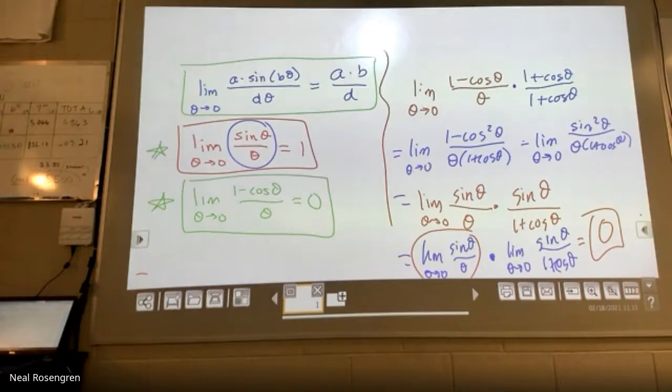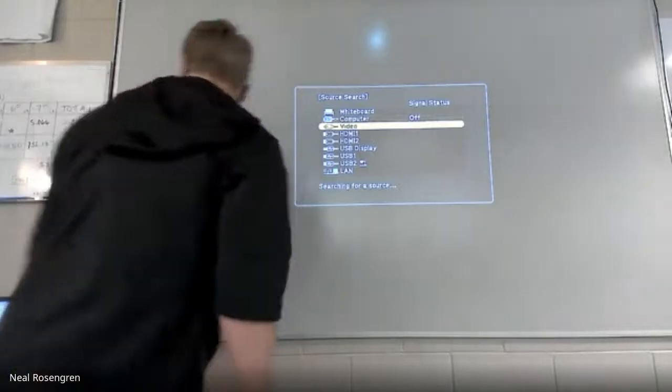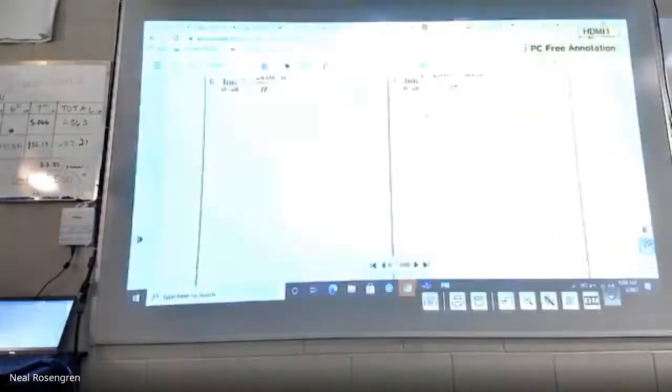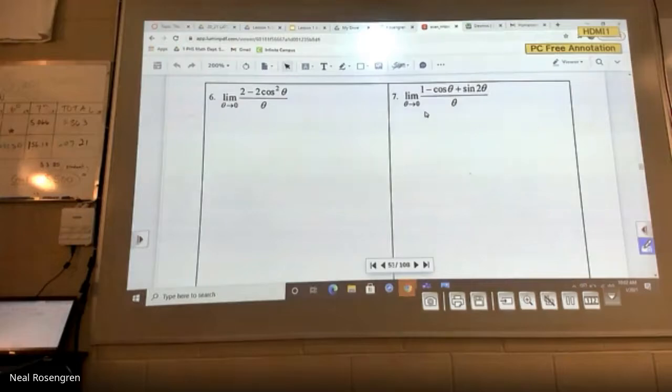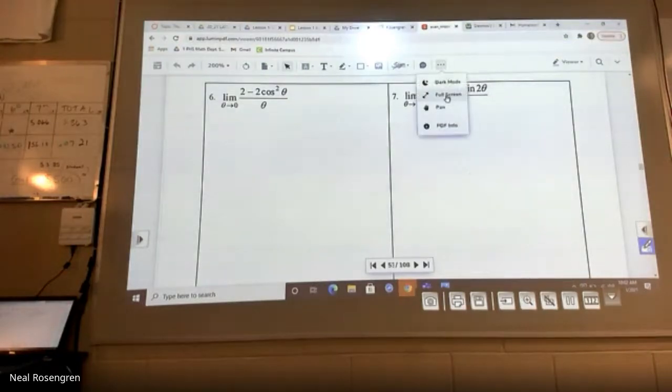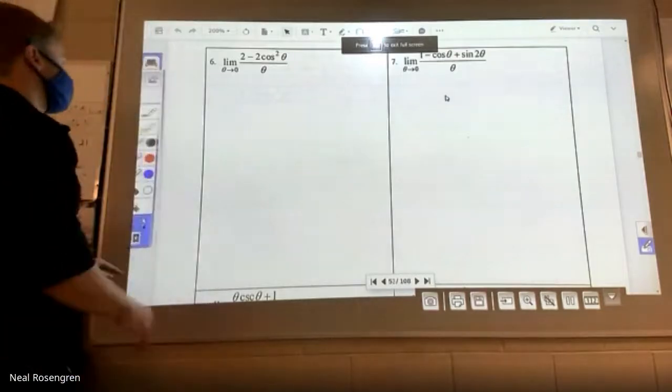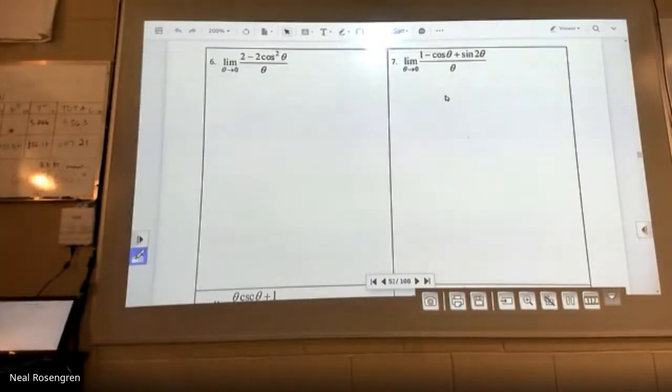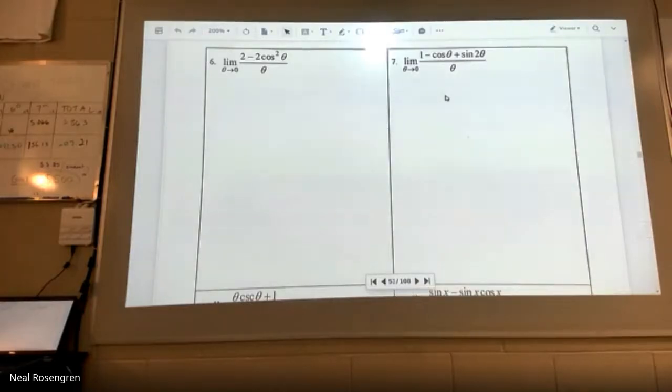But let's do some stuff together. So let's do 6 together. Okay. And what I want you to, you don't have to have it memorized yet. I want you to have those two limits either stuck up in your brain or at least somewhere close by, the sine of theta over theta being 1 and the 1 minus cosine of theta over theta being 0. And all we want to try to do is go searching for them.